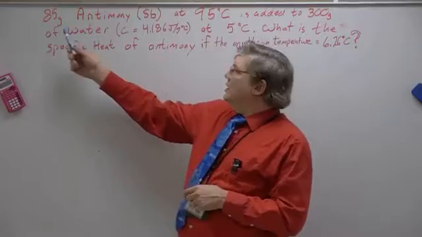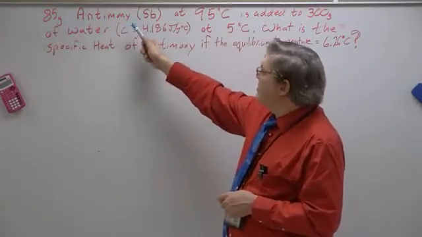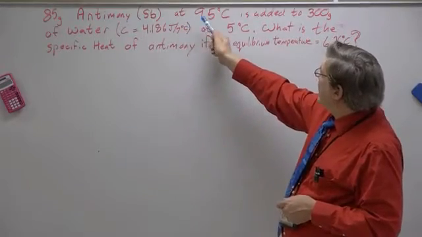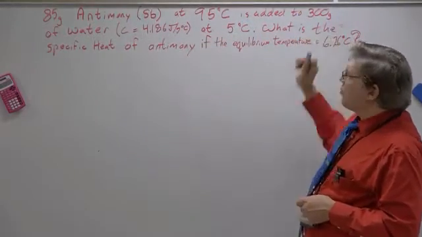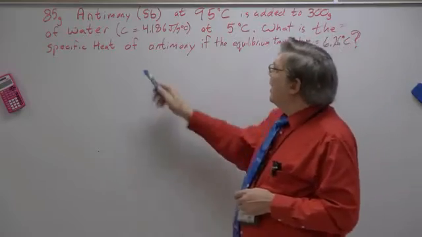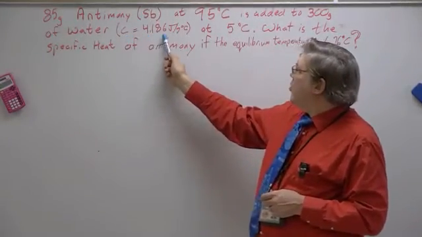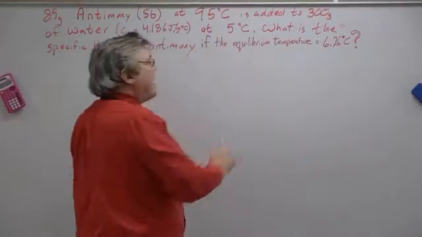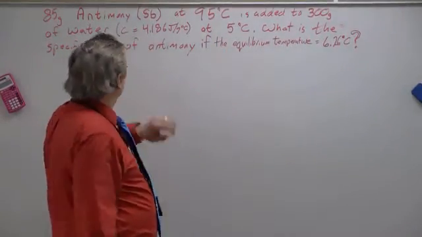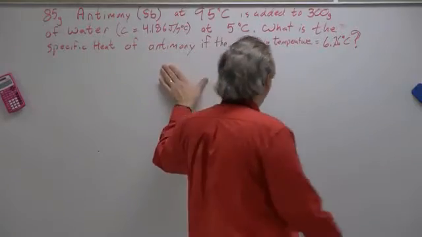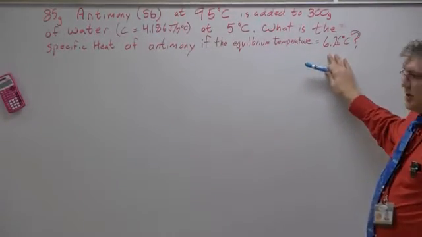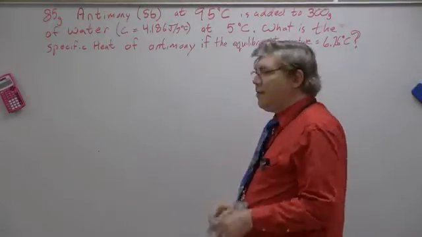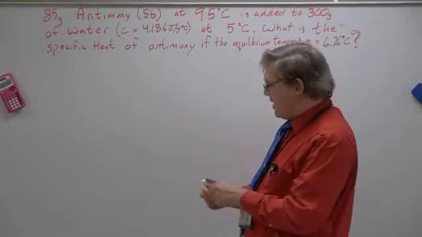quiz. In this problem, I have 85 grams of antimony, that's chemical element Sb on the periodic table, at 95 degrees Celsius, and it's added to 300 grams of water, which has a specific heat of 4.186 joules per gram degree Celsius, and that water is at 5 degrees Celsius. What is the specific heat of antimony if the equilibrium temperature is 6.26 degrees Celsius? So the equilibrium temperature, that's the final temperature after they've been added.